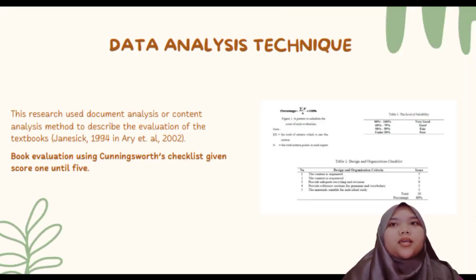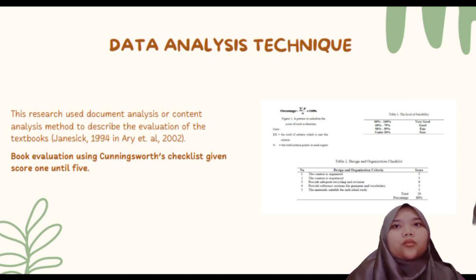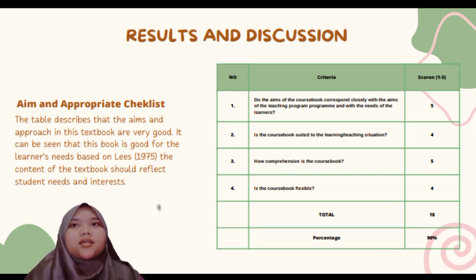The next topic is data analysis technique. This research used the document analysis or content analysis method to describe the evaluation of the textbook by Jensik, 1994, in Erie et al., 2002. Book evaluation using the Cunningsworth checklist is given a score of 1 until 5. The next is result and discussion.